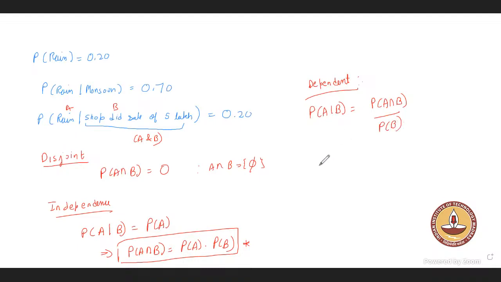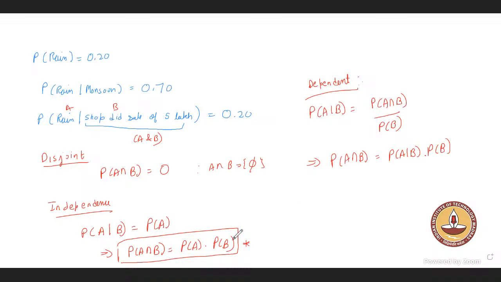Probability of B, right? If I take the probability of B on the left hand side, then I will get... See, now if we expand this a little bit, P of A intersection B is nothing but P of A into P of B, right?